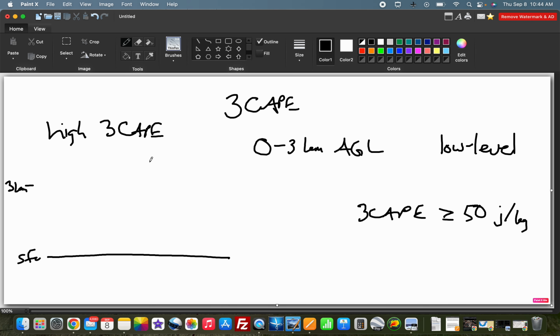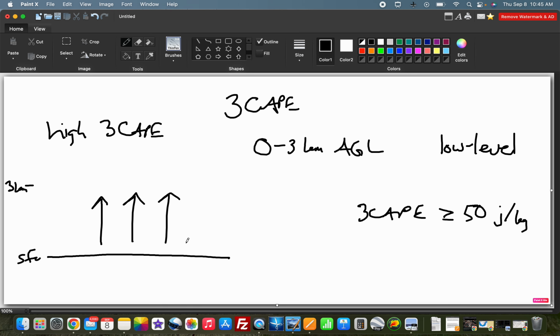So if we have high values of 3 CAPE, that means our 0 to 3 kilometer layer, the lowest layer of the atmosphere, is going to be very unstable. In other words, air is going to be able to rise very rapidly or very efficiently on its own. Air is very buoyant in that level. So let's say we have a supercell thunderstorm move into this environment of high 3 CAPE.